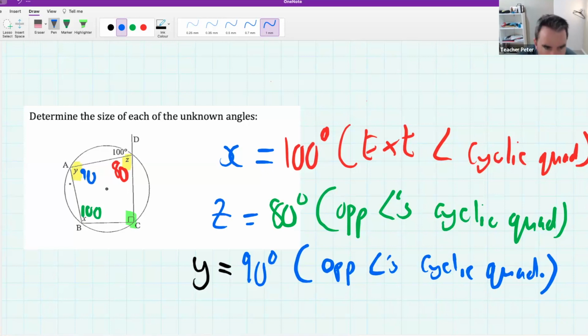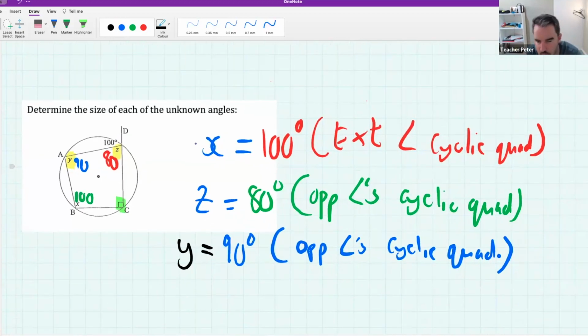So in some ways, cyclic quads that deal with exterior angle and opposite angles, actually the questions are really pretty good. So I'll take a moment, take a screenshot if you want, but then we're going to go and do some slightly more detailed questions.